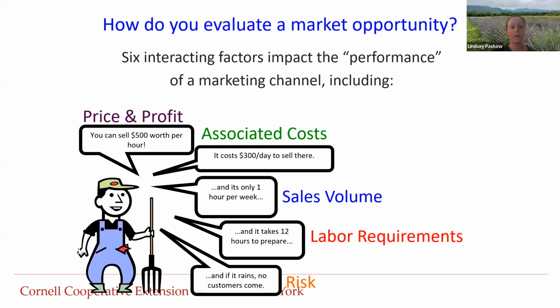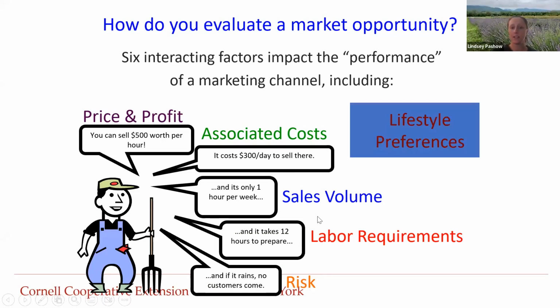And then, oops, I bumped my screen. And if it rains, no customer comes. So that's your risk. And then your last thing is your lifestyle and your preference. So price and profit, associated costs, sales volume, labor requirements, risk, and then your lifestyle preference. Those are the 6 parts of looking at a market.